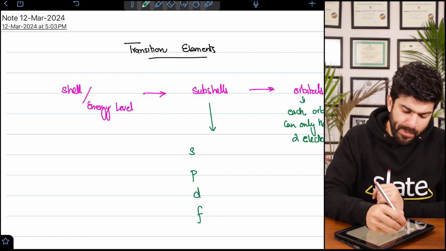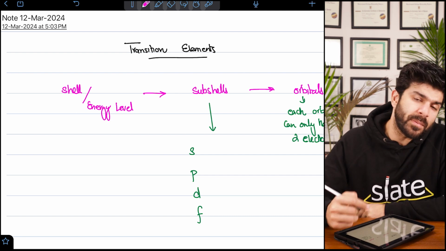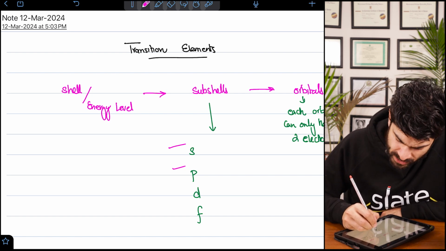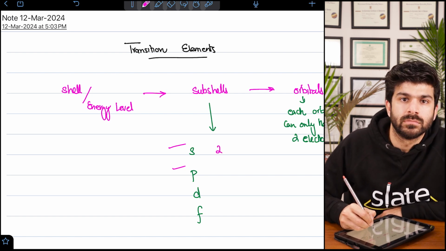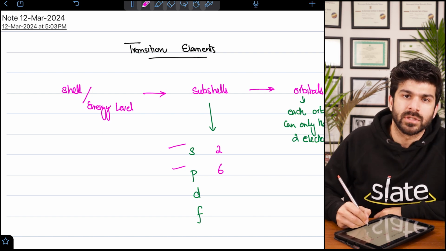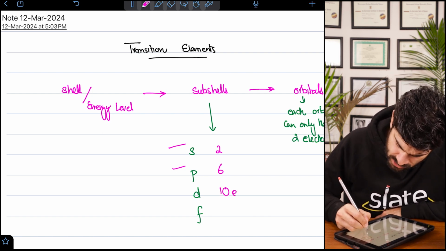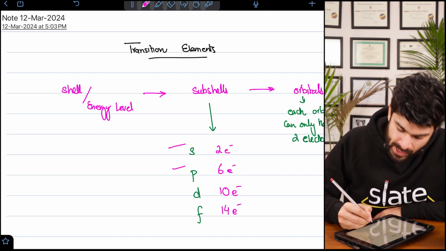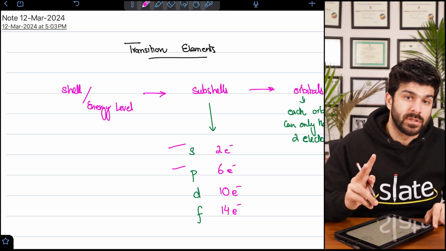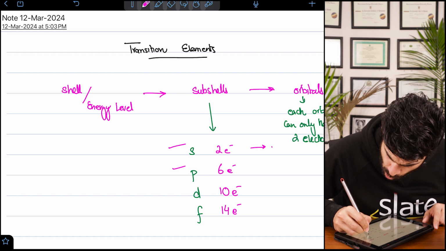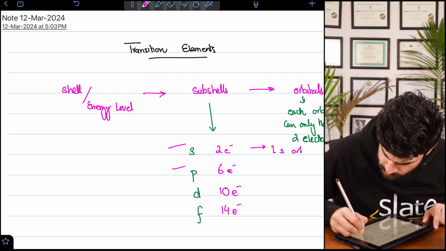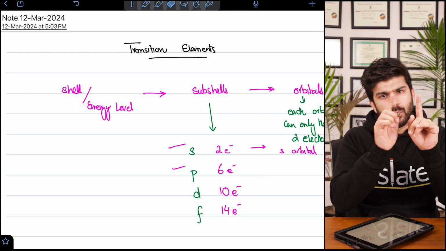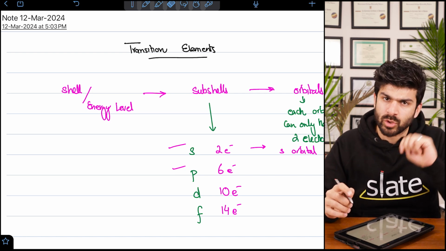But now, again, talking about the subshells, we have S subshell, we have P subshell, we have D, we have F. In the AS, we talked about S and P. S can only comprise of a total of 2 electrons. P can have a maximum of 6 electrons. D can have a maximum of 10 electrons. And F can have a maximum of 14 electrons. And if one orbital can have only 2 electrons, so there will only be one S orbital. It's not the number of shells, it's just one S orbital.